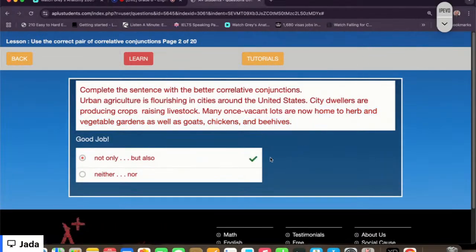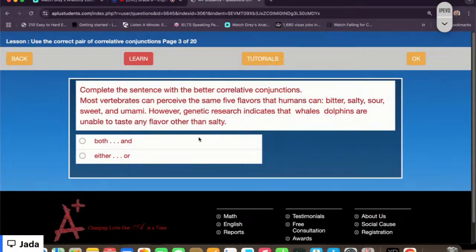So we have not only but also. Most vertebrates can perceive the same five flavors that humans can: bitter, salty, sour, sweet, and umami. However, genetic research indicates that whales and dolphins are unable to taste any flavor other than salty. Is it first or second?